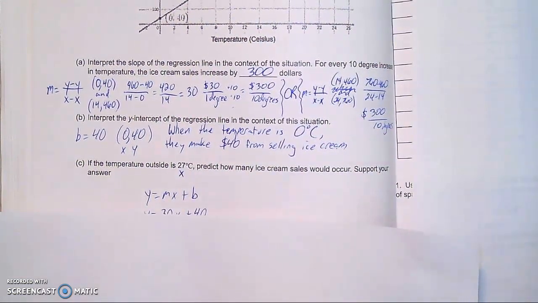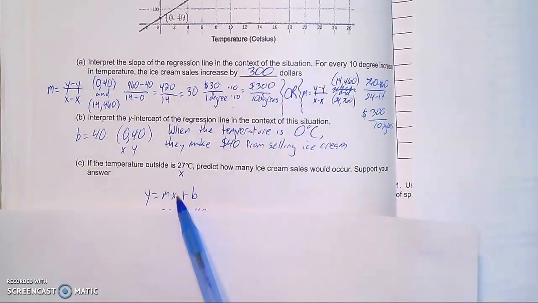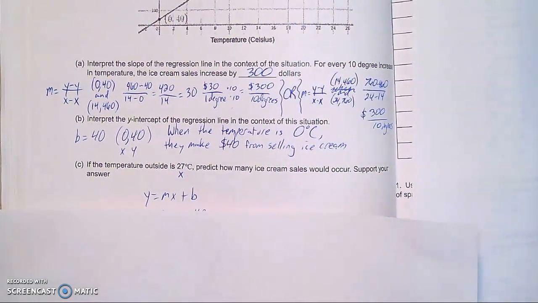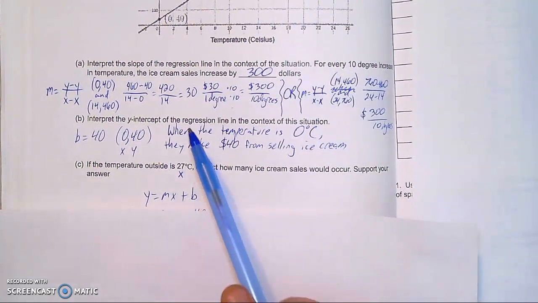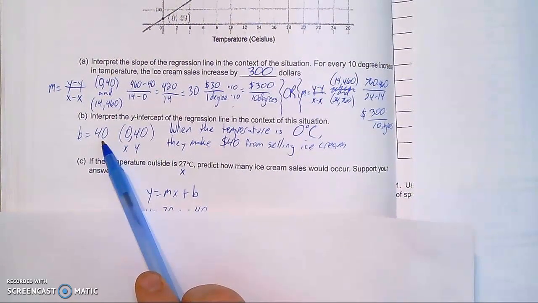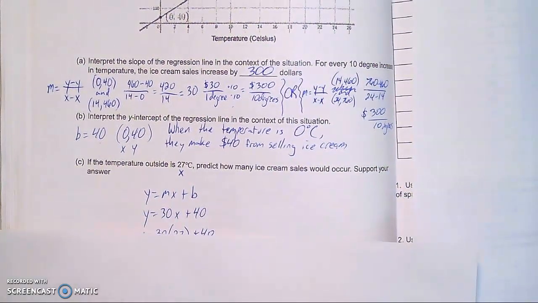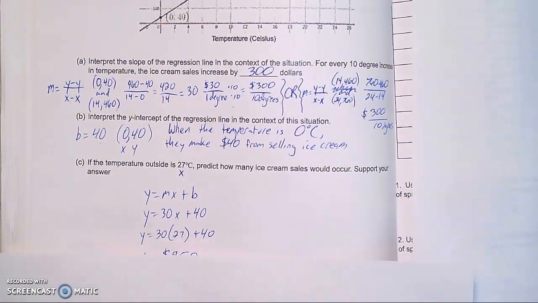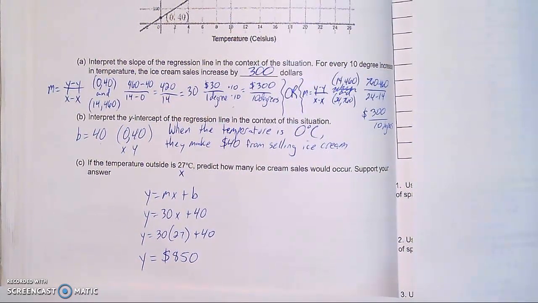And finally, in part C, now we need a linear equation. We're making a prediction about what happens when it's 27 degrees. Temperature is an x value. So I'm first labeling 27 as an x value. I'm reaching back to part A, and I'm finding a slope of 30. I'm reaching back to part B, and I'm finding a y-intercept of 40. And that's what allowed me to write y equals 30x plus 40. So then substitute x is 27, and you can use a calculator to help there. You should find $850. And that's $850 sales of ice cream when the temperature is 27 degrees.